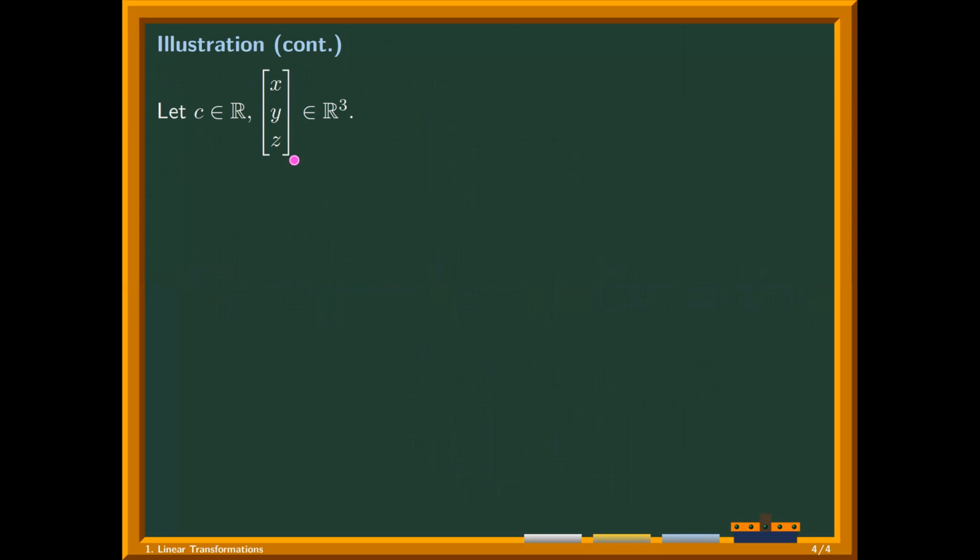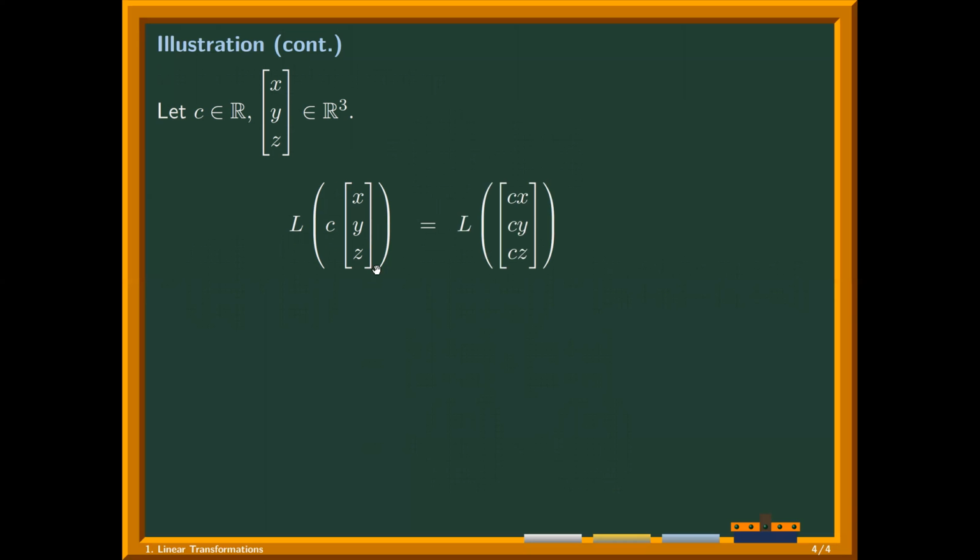So consider a scalar c and a 3-vector in our domain. We have to compute L of the scalar multiple of (x, y, z) by c. Before we proceed, we first perform this scalar multiplication. So the image of this under L can be written as L of this 3-vector with components cx, cy, cz. At this point, we apply the definition of L. Recall that L maps this 3-vector into a 2-vector whose first component is the sum of the first and second components, and the second component is the difference of the third component from the second.